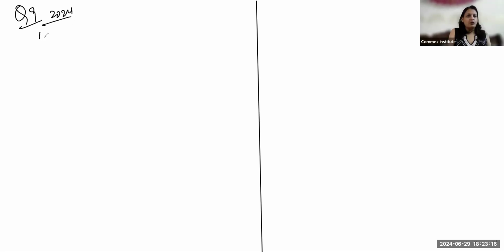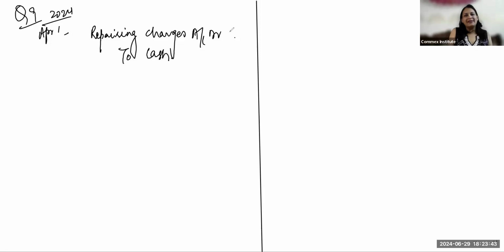So question number 9. April 1, 2024. Paid repairing charges on existing machinery. No, this won't be machinery account debit. It would be repairing charges or repairs account debit, because these are already existing machines. They are not being put to first use. So it'd be repairing charges account debit to cash 1,000.